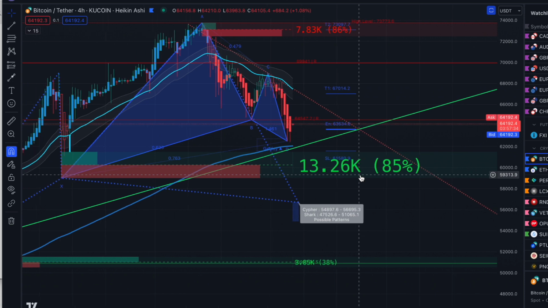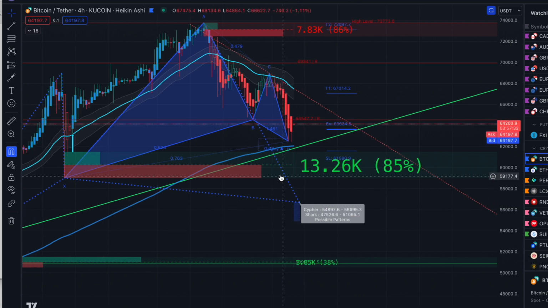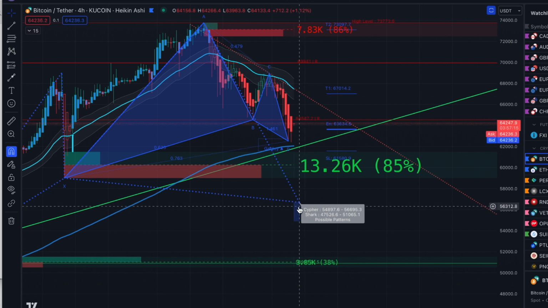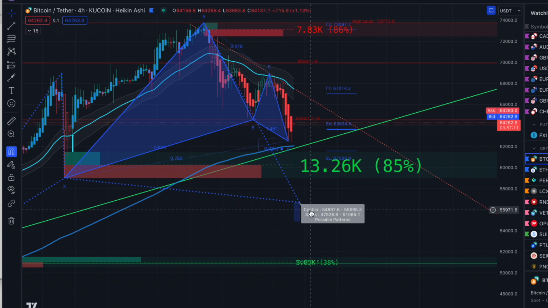Now, if we take a look at potential harmonics, these are possible patterns at play. So we've got a Shark all the way down to 47,500, and we've got a Cipher in these ranges as well. So these are possible patterns. Again, if we see it fall back and it continues to drop, we've got these possible bullish patterns in play, because if it hits these, although it looks bearish, it's actually bullish, then we'll get a possible play back up again.